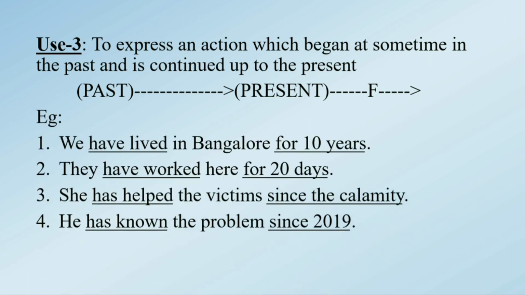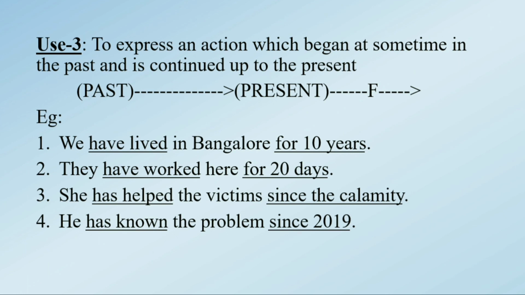Look into the examples. We have lived in Bangalore for 10 years. That action, living in Bangalore, started 10 years back and has continued up to this moment. We are not so sure of our further residing there in Bangalore. In this context, we have to use this. And observe the usage of for with time: for 10 years. Next, they have worked here for 20 days. That action has come to an end up to this 20th day. So for 20 days, you have to say like this.